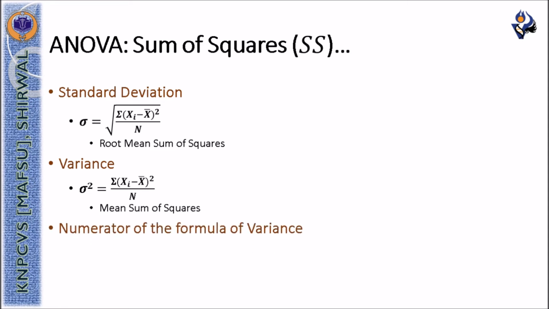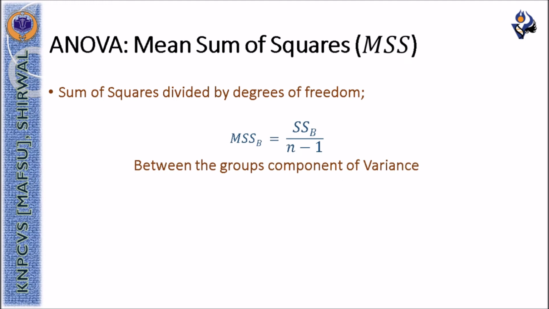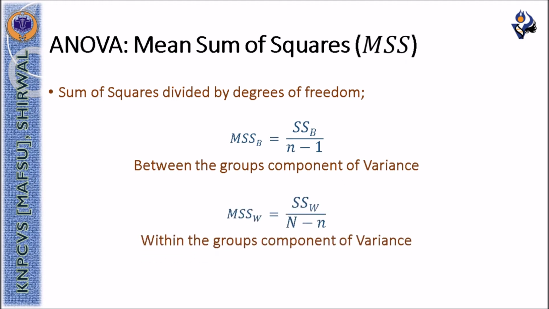If we look at the numerator of the formula of variance, what we observe is nothing but sum of squares. If we divide the sum of squares with respective degrees of freedom, we are likely to get mean sum of squares, which are nothing but the components of variance.